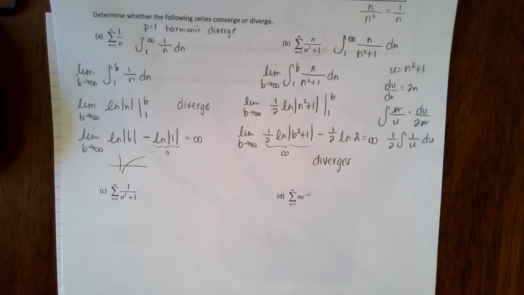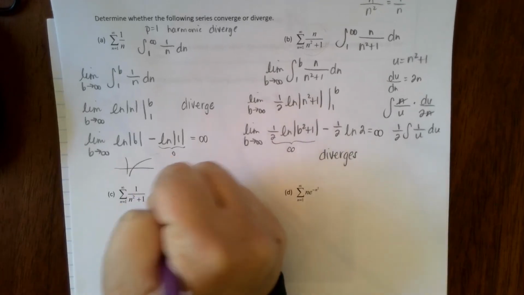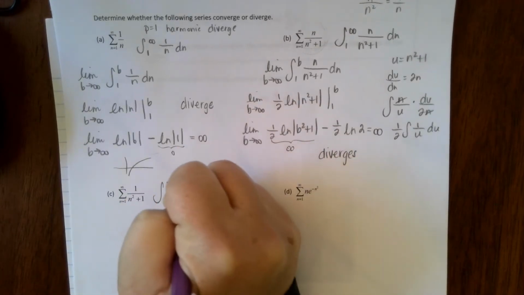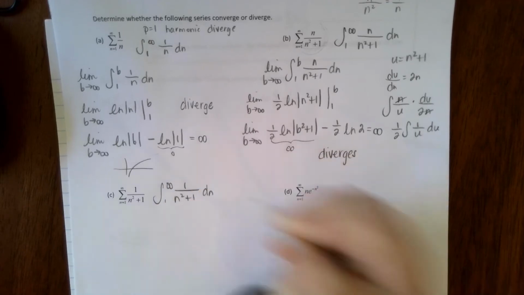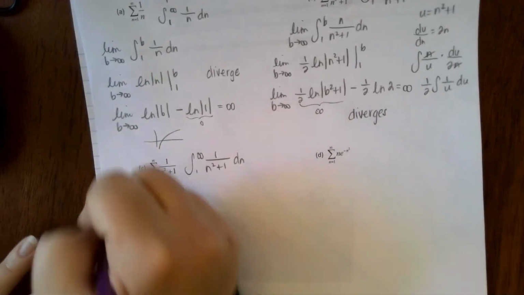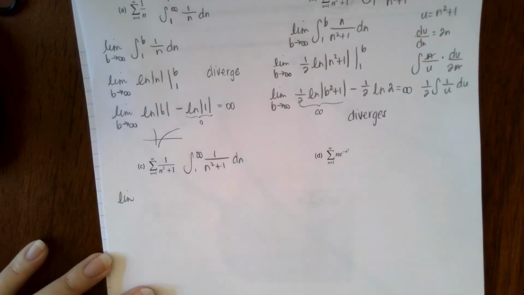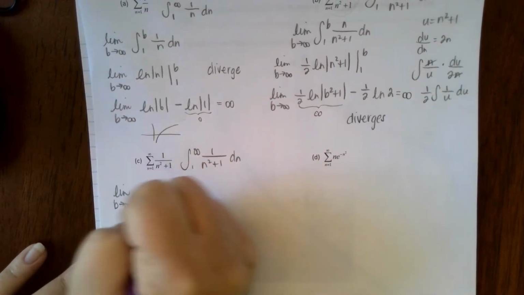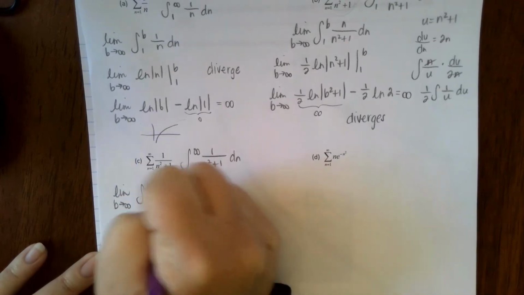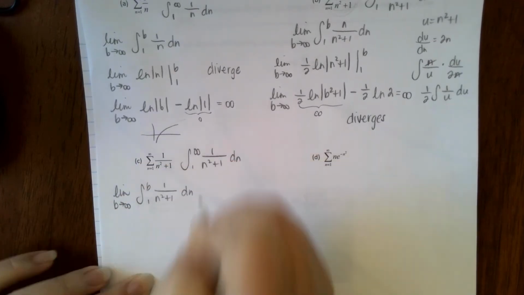So I know that you're not getting multiple choice on the AP test, but you are going to get some multiple choice on my quizzes and things. And looking at that, if I had to guess, I would say that this thing is going to converge without doing any work at all. But let's go ahead and do some work and see what we get. So we're doing the integration from 1 to infinity of 1 over n squared plus 1 dn. All right, so the limit as b approaches infinity of the integral from 1 to b of 1 over n squared plus 1 dn.